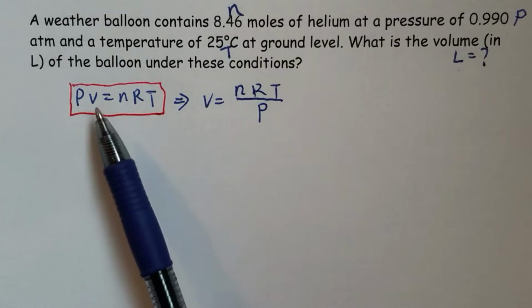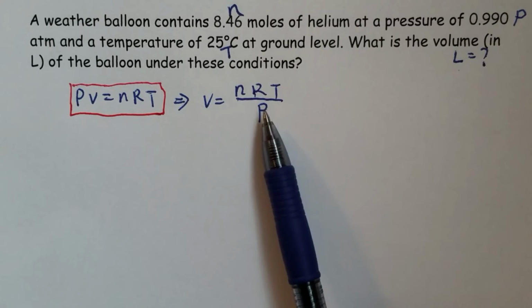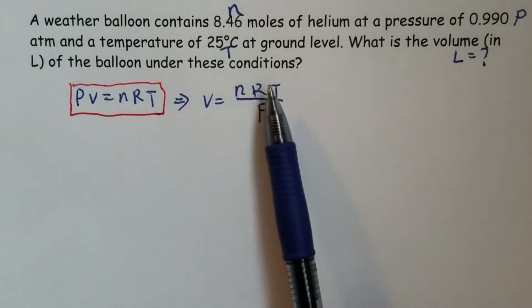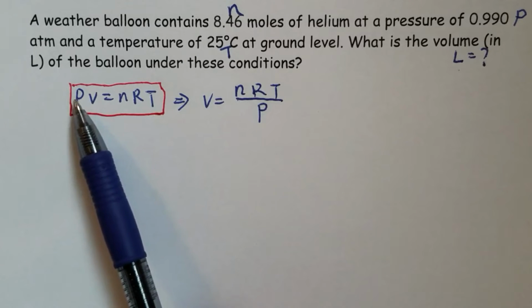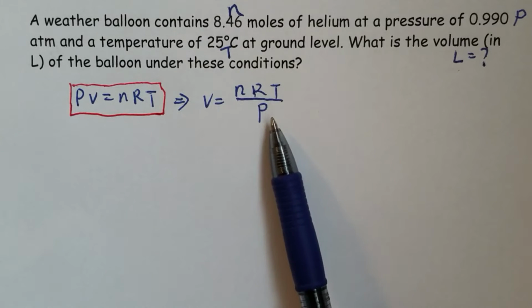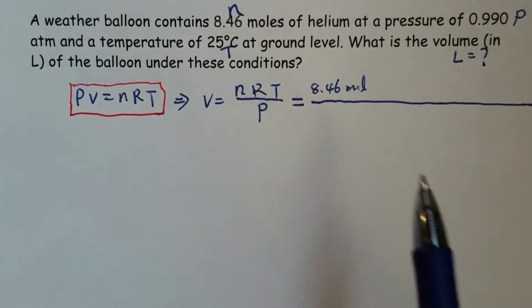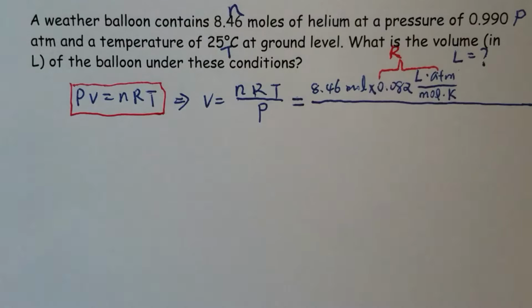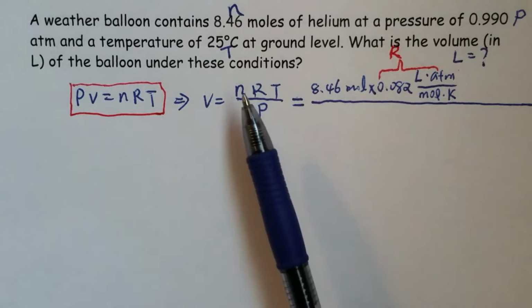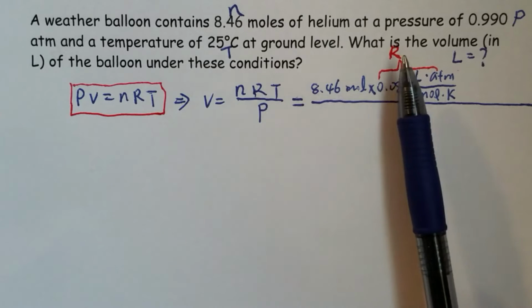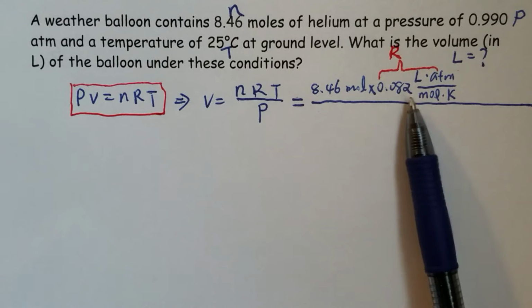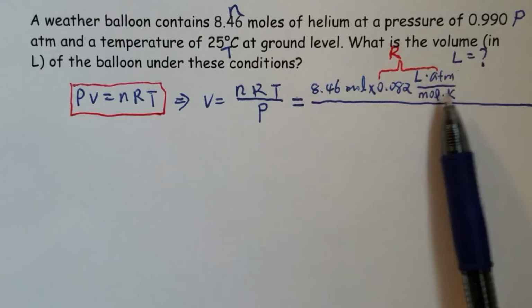So from this key equation, we can develop this equation, all right? V equals nRT, we keep everything nRT on one side, then move the P to the other side as the denominator. Okay, the number of moles, 8.46, times R. R is actually the gas constant. So here is the value. And pay attention to the units.